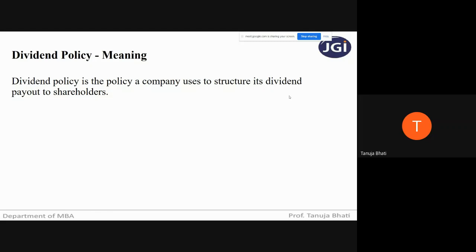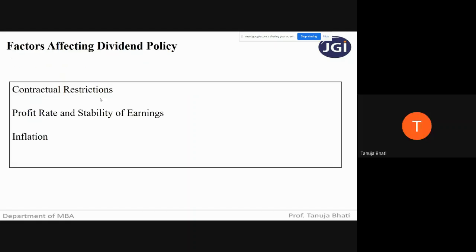All this has to be structured by the company. It has to take a decision as to when the dividend has to be paid, at what percentage it has to be paid. It has to structure and document all this. This planning of dividend payment to the shareholders is nothing but the dividend policy. So dividend policy is a policy a company uses to plan, to structure its dividend payment to the shareholders. Is this clear, students? What is dividend policy? Yes, ma'am.